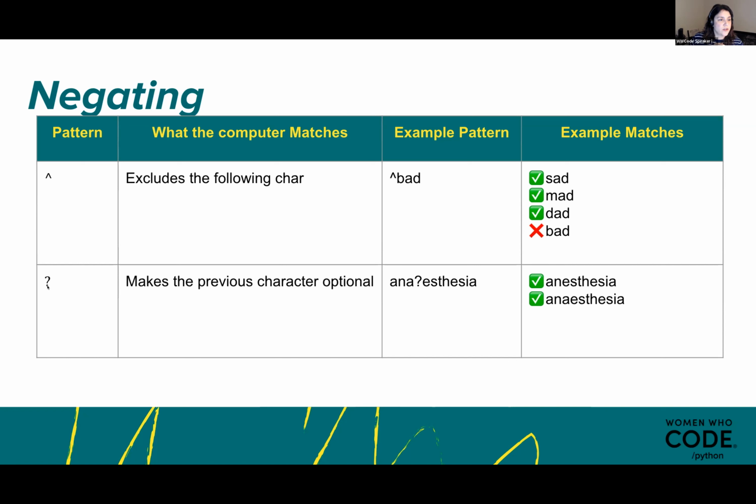In this one, your question mark is going to make whatever the previous character was optional. This one's very useful if, for example, you know that the word anesthesia might be spelled 2 different ways and you really want to match the word anesthesia regardless of how it's spelled. It may include an A, so you can put your question mark in there and it will match in either case.